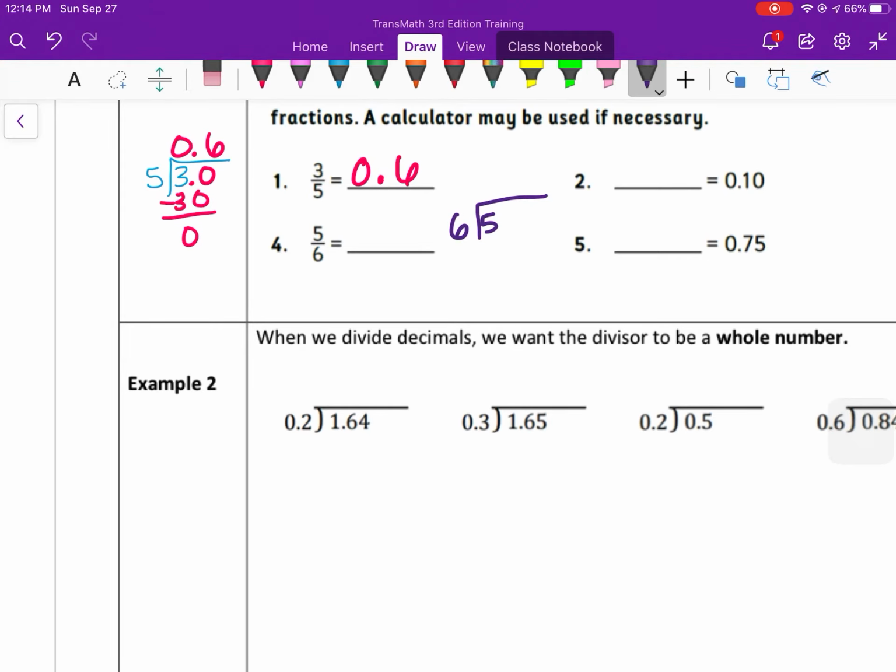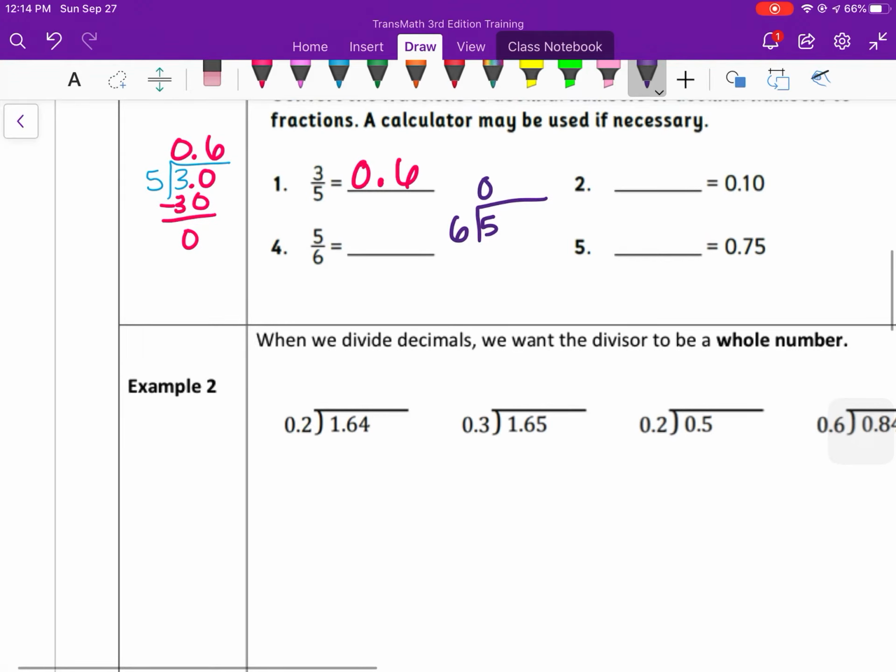All right, how about 5 divided by 6 for 5/6? So 6 fits into 5 0 times. We add a 0 and the decimal point. 6 fits into 50. I know that 6 times 7 is 42, and 6 times 8 is 48, so 8 times. That's 48. We subtract 50 minus 48. 48, 49, 50, so 2 left over.